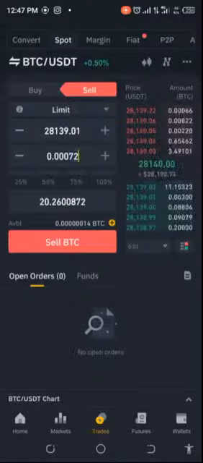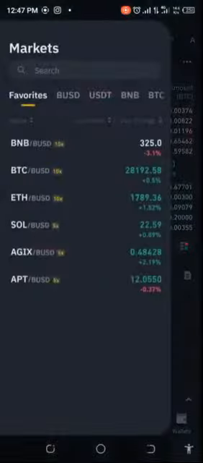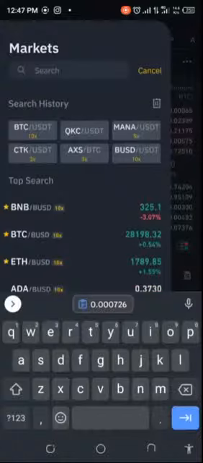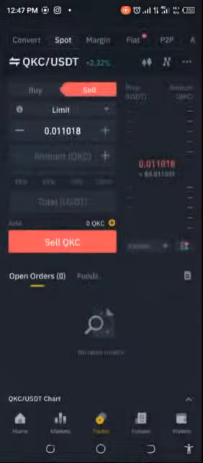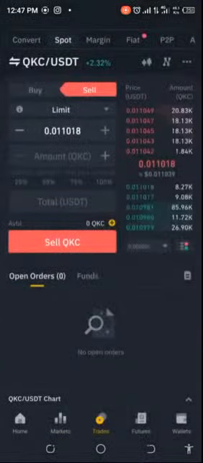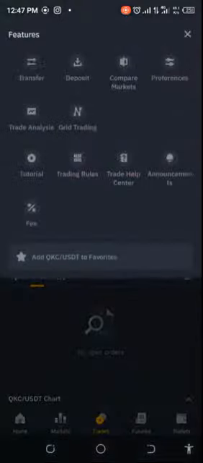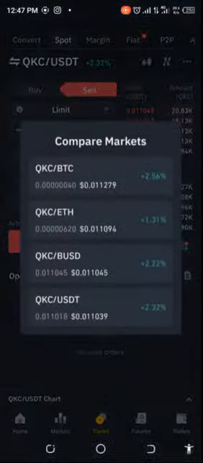So let's go ahead and do this. Are we ready? Let's hope that this is going to go through fast. Okay, so let's go straight to our QKC USDT. But before we go ahead, let's make sure that everything is still intact.